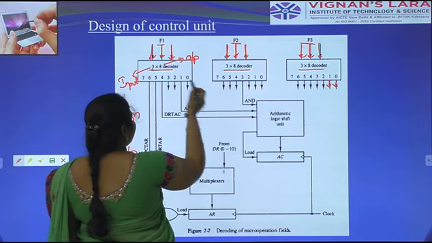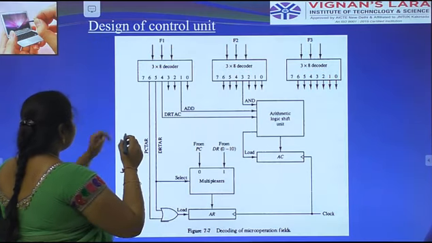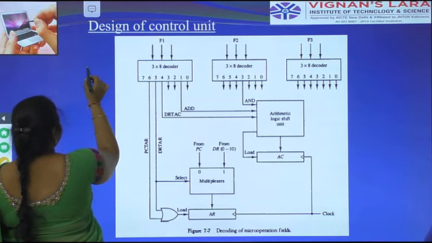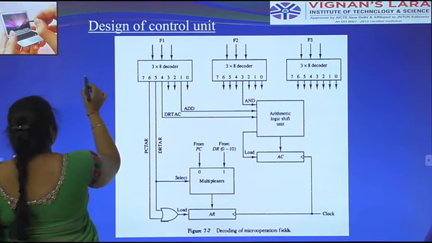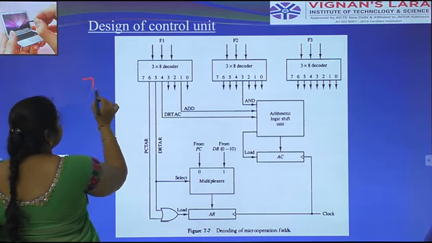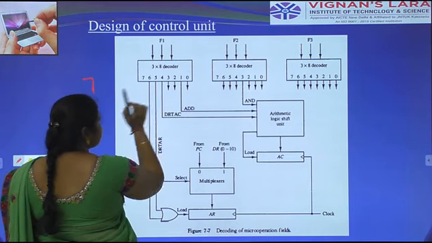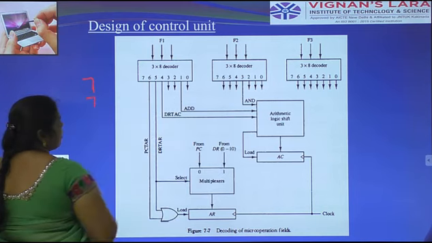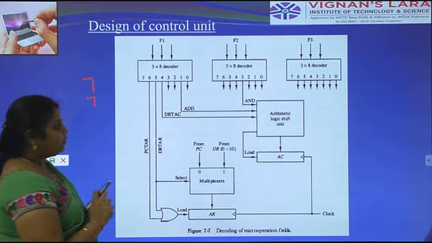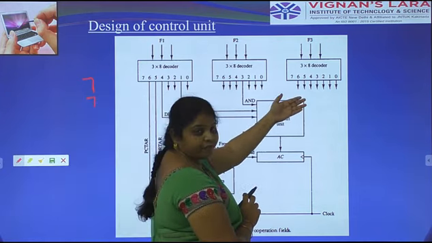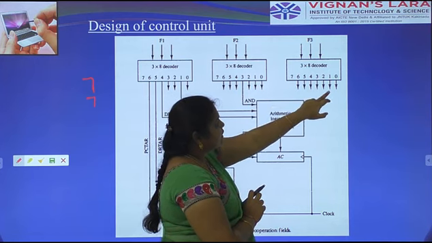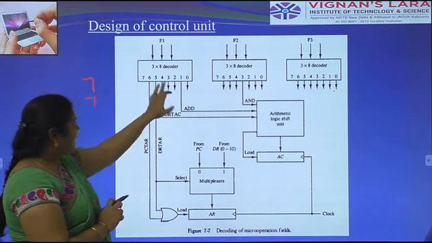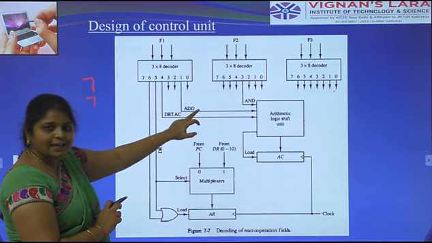Here for F1 we have to take 7 outputs, 0 to 7 outputs. Here also for F2 we have to take the 7 outputs. For F3 we have not made any connections to the F3 decoder. Here in every operation we have to take 8 output lines, that we call 0 to 7.